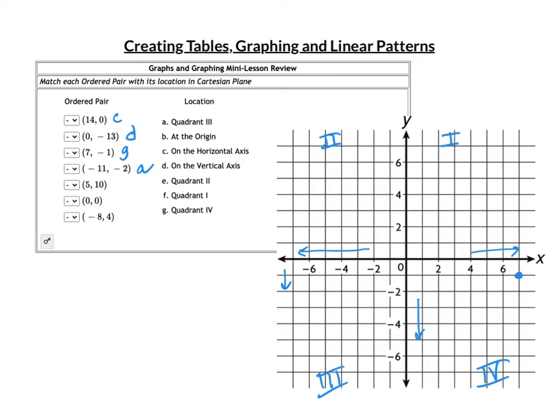5, 10. That's 5 in the x direction. So I'm going this direction. And 10, I'll be going up, which means I'll be in quadrant 1. That's F. 0, 0 is at the origin. 0 for x and 0 for y. That's B. And negative 8, 4. Negative 8 is in the x direction. Positive 4 means I'll be going up 4. So this will be in quadrant 2. Quadrant 2 is E.